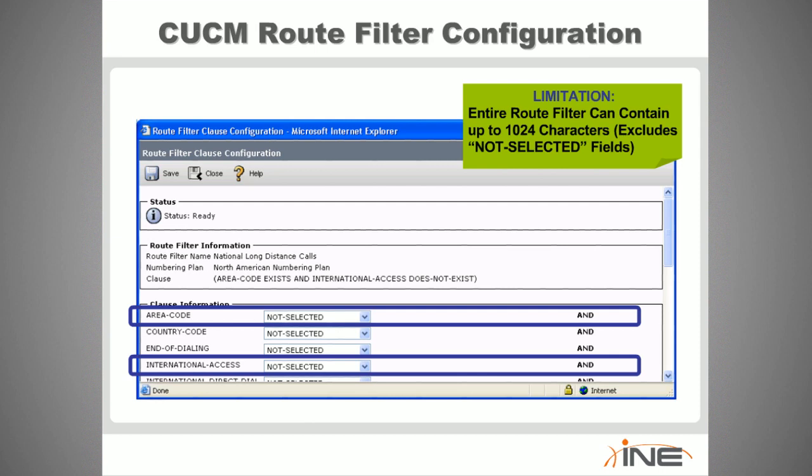Okay, but one limitation, well, probably a few. One is that the entire route filter can only contain up to 1024 characters. This does not include the not selected field. So these here being the characters: area code exists, so area dash code included, the space is included, exists and is included, all of that. So we can only have a total of 1024 characters.